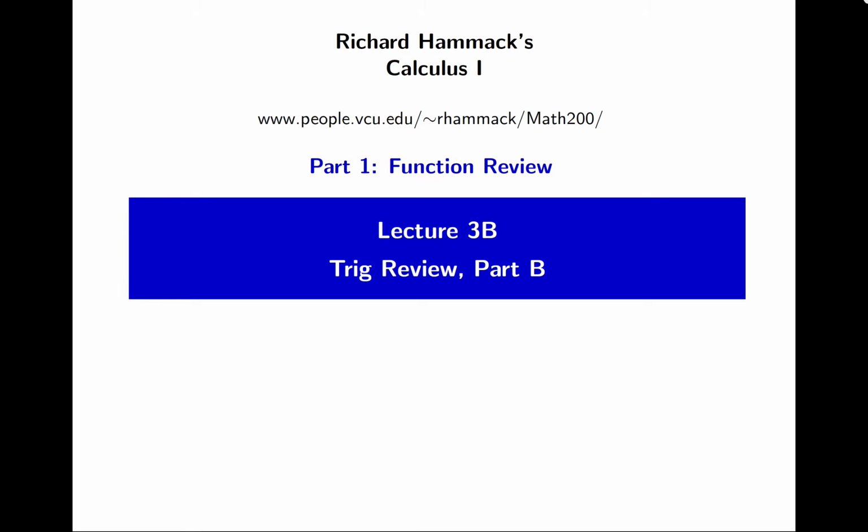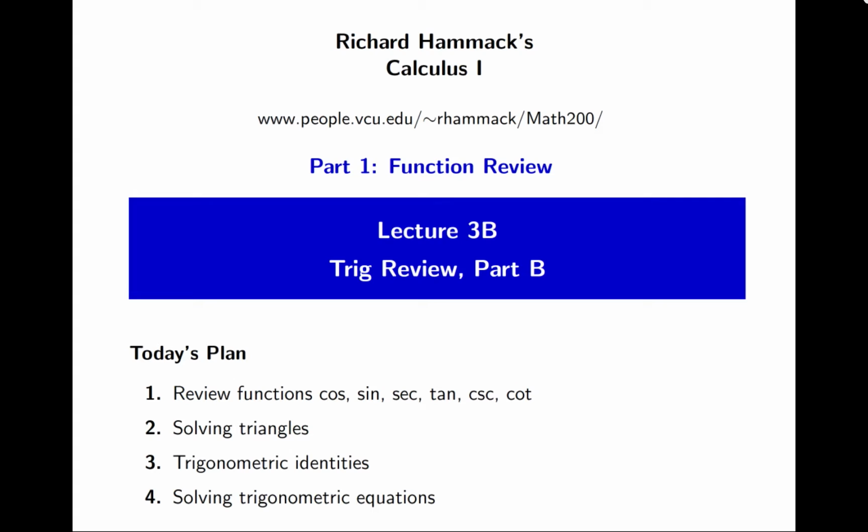Last time in Trig Review Part A, we recalled the 6 trigonometric functions sine, cosine, secant, cosecant, tangent, and cotangent. Today, we'll begin by reviewing those 6 functions. We'll talk about how they can be used to solve triangles. We'll talk about trigonometric identities. And we'll talk about solving trigonometric equations, which are equations that have trig functions in them.